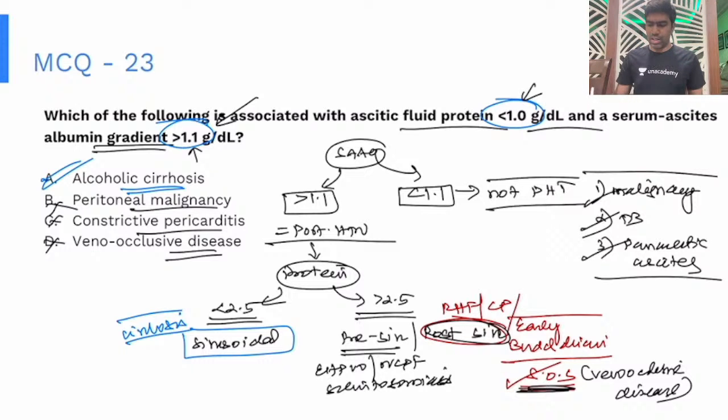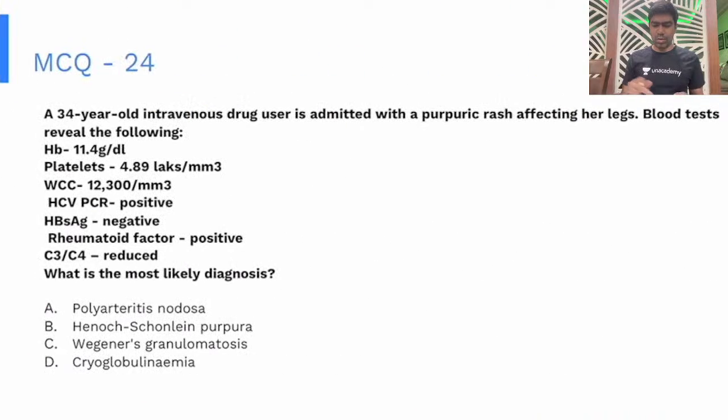And another reason for development of ascites with a SAAG of less than 1.1 is nephrotic syndrome. Even that can be asked in exam. Even nephrotic syndrome tends to have a SAAG value of less than 1.1 only, not more than 1.1. Okay, so anyway, we have discussed this question in detail. Let us move on to the next question.